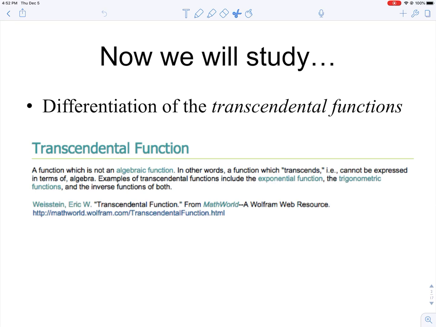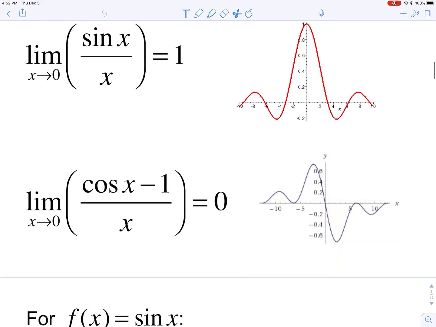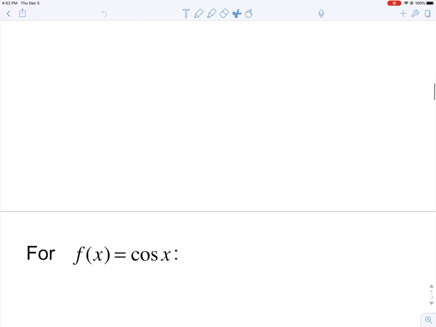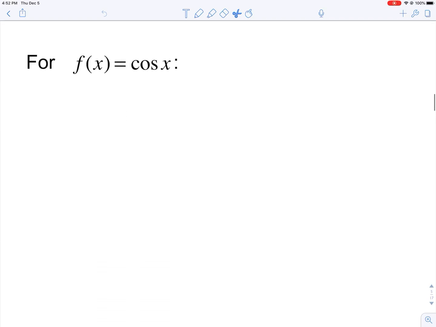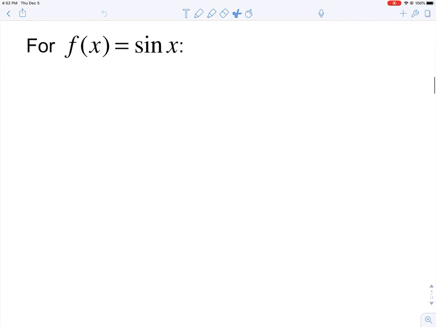Remember, the 6 trig functions are sine, cosine, tangent, and their reciprocals, cosecant, secant, and cotangent. And I think I'm going to split this lesson into a few different videos. So we're going to look at deriving the derivative of sine and cosine in this first video, and then we'll move on to the other trig functions in another video.